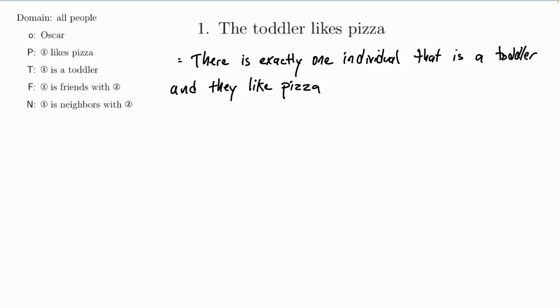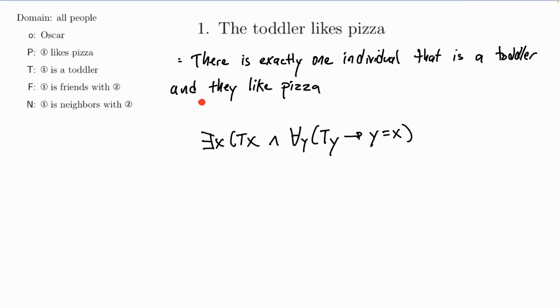That's to say there is an X such that X is a toddler. And for any individual Y, if Y is a toddler, then Y must be identical to X because we want to say there's exactly one such person. So we add for all Y, if Y is a toddler, then Y has to be identical to X. So far, we've captured this first part of the statement that there's exactly one individual that's a toddler.